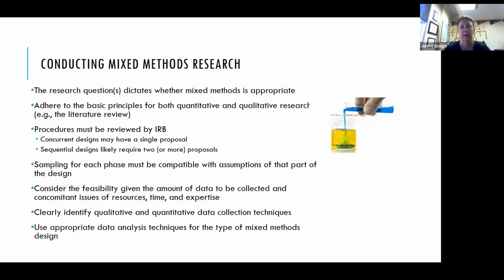All right, the same data analysis techniques apply when you're talking about mixed methods as when you're talking about quantitative or qualitative alone. We still look at the quantitative data the same way. We still look at the qualitative data the same way in terms of data analysis.